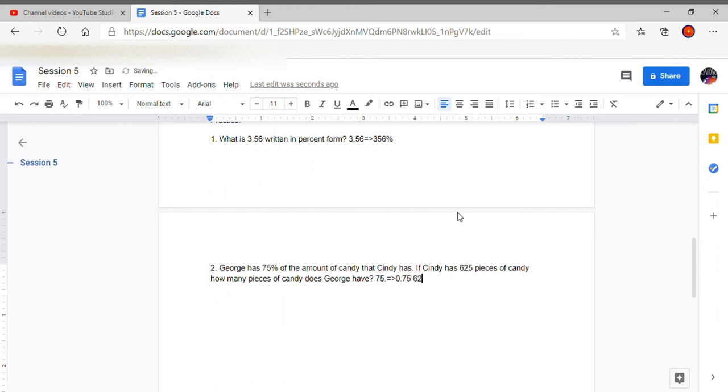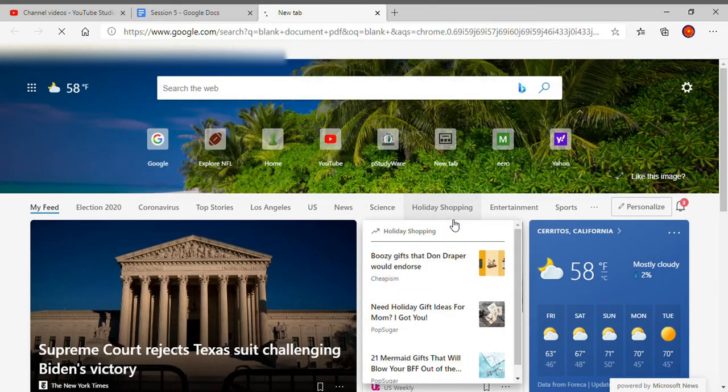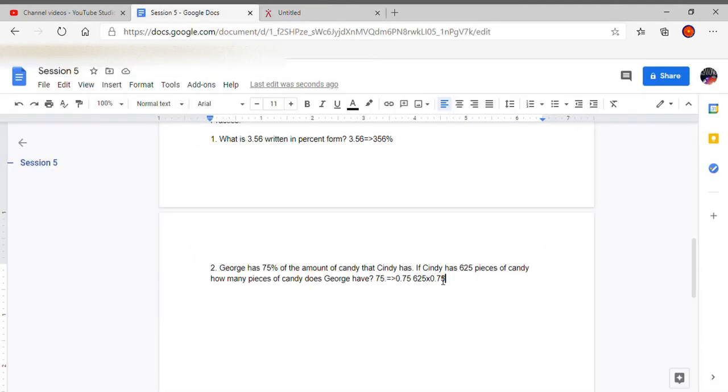So 625 times 0.75. Let's get a blank document, scratch paper, because it never hurts to solve. We can forget about the decimal point and add it back later. For now, we just need to know that it has 2 places because it's moved once and twice to get rid of it. So 625 times 75.